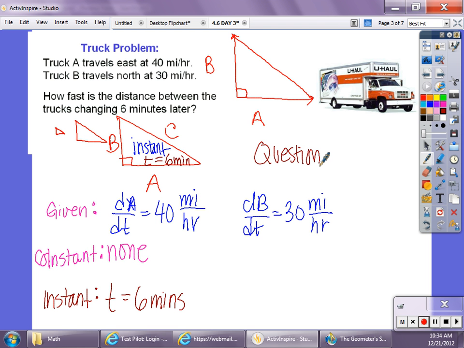says how fast is the distance between the two trucks here and here changing? So how fast means I must be doing some kind of d/dt. Which variable in my picture would be your C. So that's my question. So I'm using a formula that uses A, B, C in a right triangle. That should be pretty easy for you. So what's my formula? A squared plus B squared equals C squared.